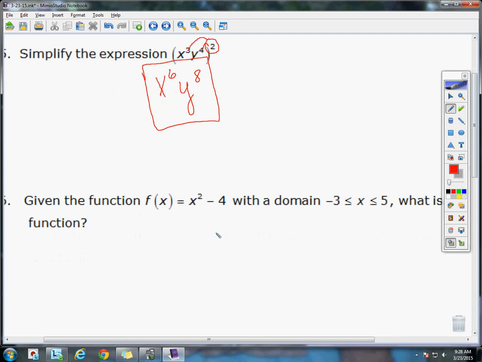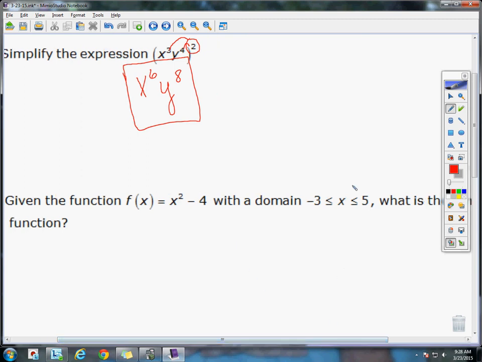Number 6, given the function f of x is equal to x squared minus 4 with a domain negative 3 is less than or equal to x less than or equal to 5, what is the range of the function? All you're going to do, since this is your domain, is plug this in for x and plug that in for x.